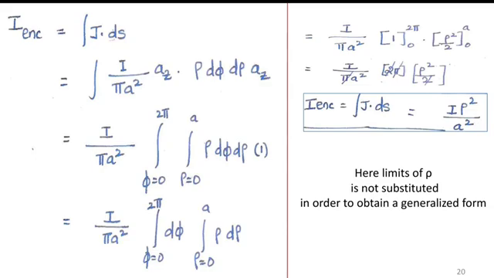Now we take the constant outside, I divided by 4 pi a square, phi from 0 to 2 pi, rho from 0 to a, rho d phi d rho. Now we integrate this and go for a simple calculation. We get I enclosed equal to the closed integral of J dot ds, which is equal to I rho square divided by a square. Here the limits of rho are not substituted in order to obtain a generalized form. That is the clarification.